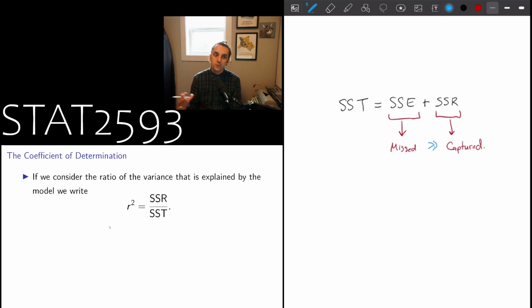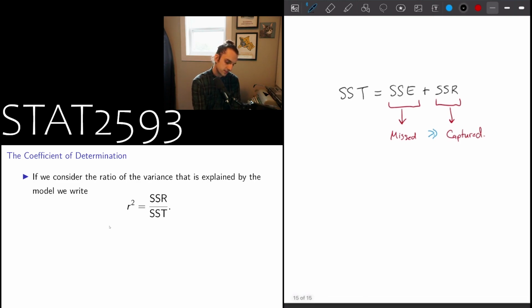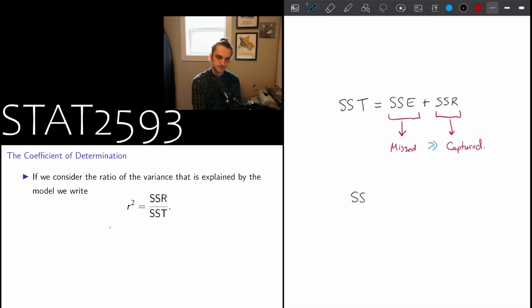One way we can think about this is using what's called the coefficient of determination. The coefficient of determination is given by SSR divided by SST, or you might see this equivalently as 1 minus SSE over SST.